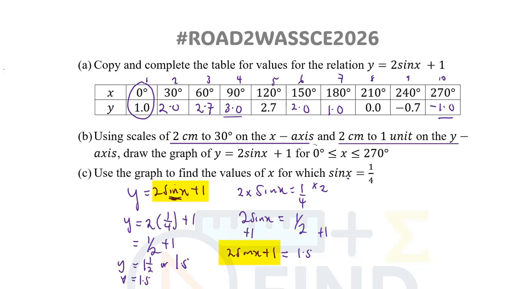Then you can clearly see that 2 sine x plus 1 is the same as whatever I have on the left hand side. And what is it equal to? It's equal to 1.5. And what is 2 sine x plus 1? That is y. So we can say y is equal to 1.5. So you can use either of these methods to find y. Then when you are able to get y, plot y on the graph to get the corresponding values of x. So let's go and plot y is equal to 1.5 on the graph.